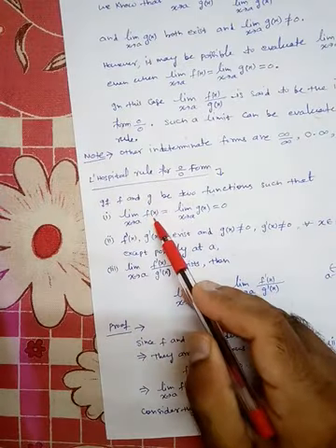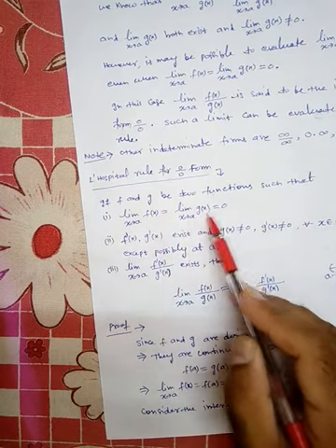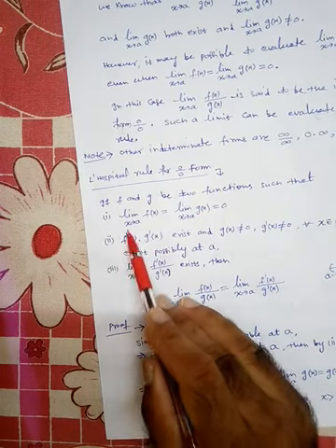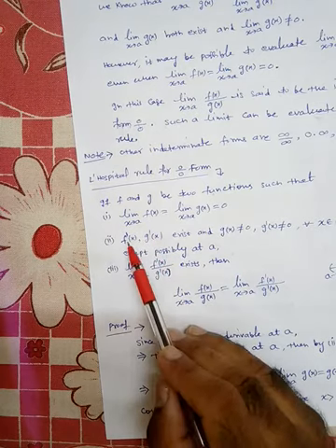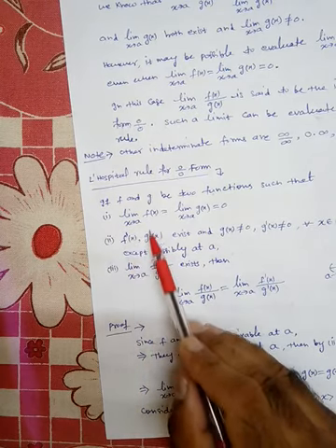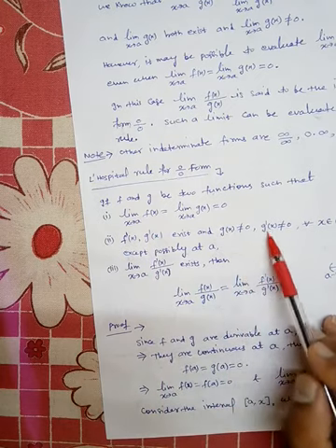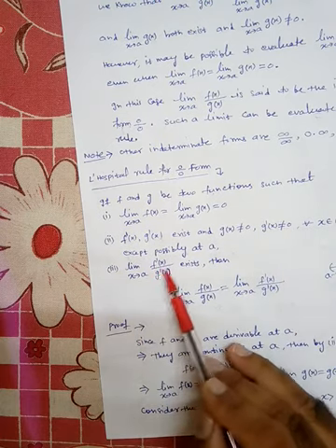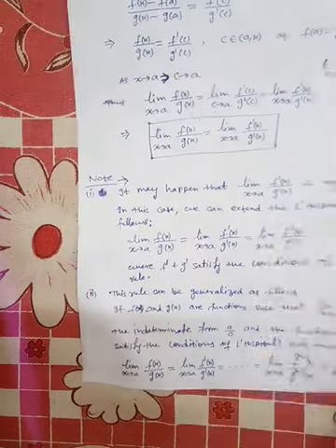That means these conditions, that limit x tending to a f dash x and limit x tending to a g dash x, both are 0. For the second derivative, in place of f we are writing f dash, in place of g writing g dash. So here the second derivative of f and the second derivative of g exist, and f dash x is non-zero, g double dash x is non-zero in this interval, and limit x tending to a f double dash x by g double dash x exists. Then we have this conclusion.